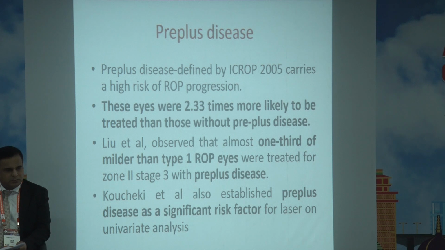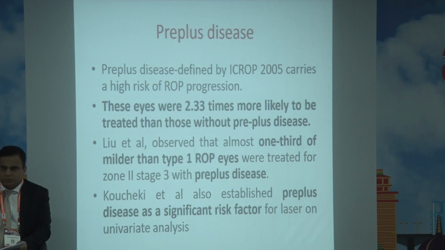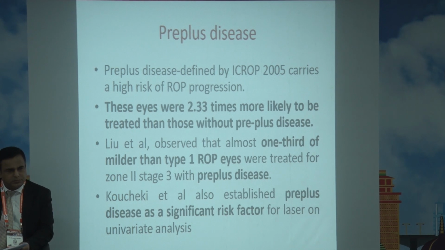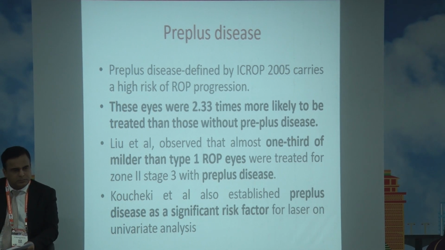Pre-plus disease, as I said, was also studied as a risk factor. It was defined in ICROP 2005 and it carries a high risk for progression. These eyes are 2.33 times more likely to be treated as compared to those without pre-plus disease.